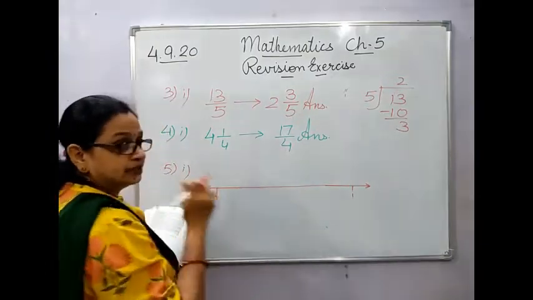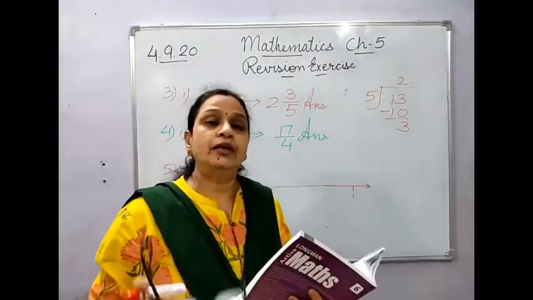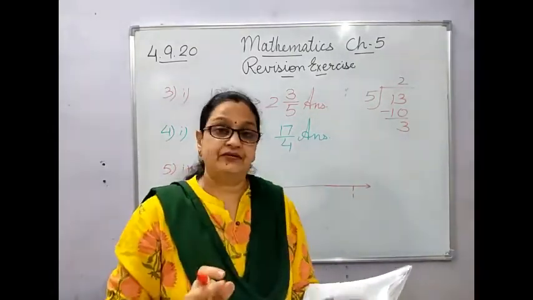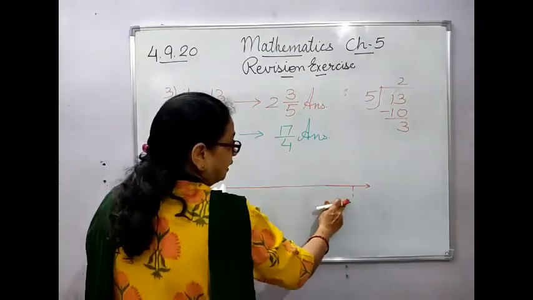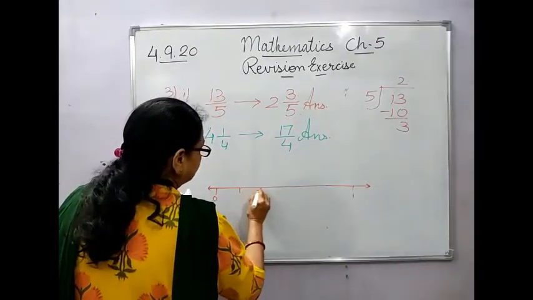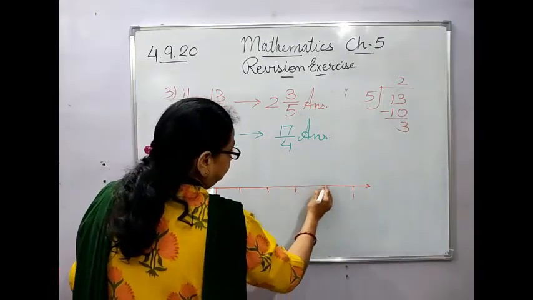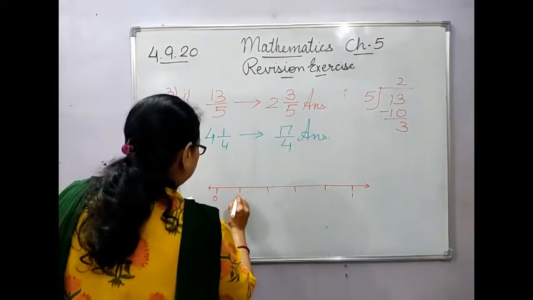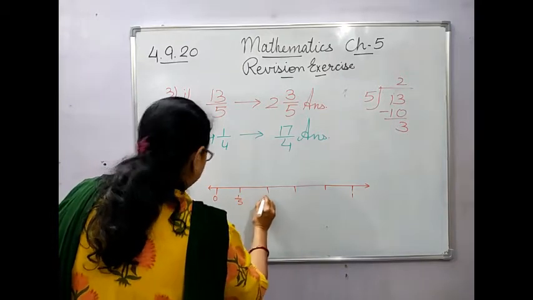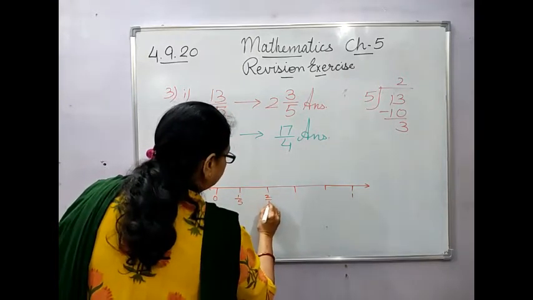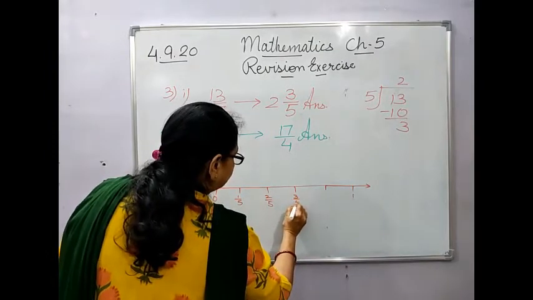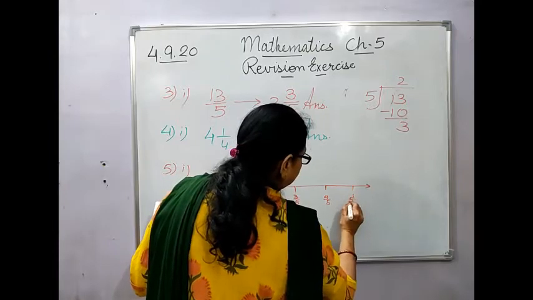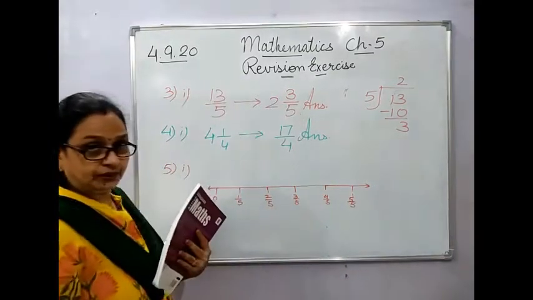Now I will divide this 0 to 1 into equal number of parts, whatever the denominator is given. Denominator here is given 5. So I will divide this 0 to 1 into 5 equal parts. So this will become 1 upon 5, 2 upon 5, 3 upon 5, 4 upon 5, and this is 5 upon 5, which is equals to 1.